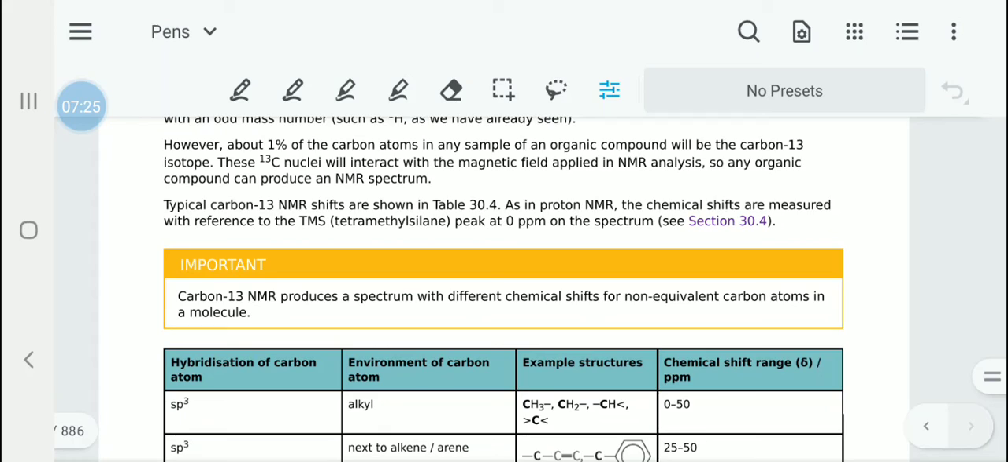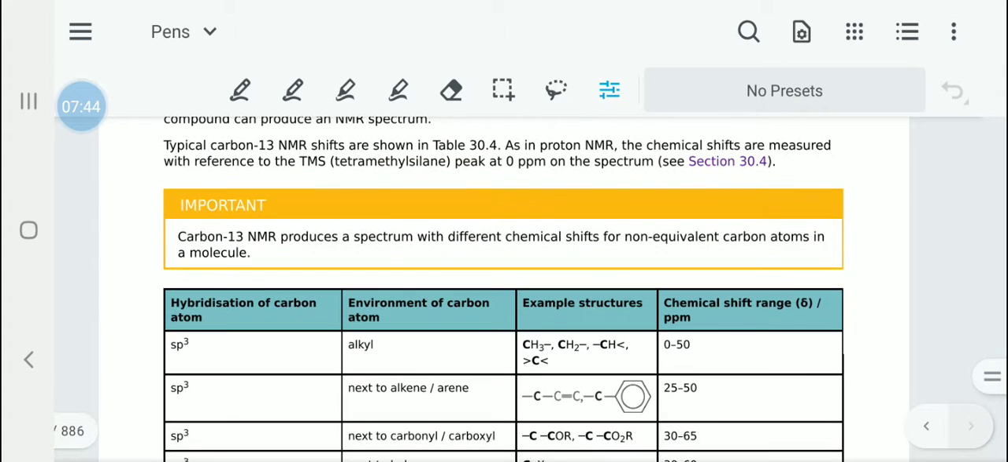About 1% of the carbon atoms of any given sample will be the carbon-13 isotope. Therefore, this carbon-13 will interact with the magnetic field and will be shown in NMR analysis. So organic compounds can produce a carbon NMR spectrum as well. If there is a carbon-13 atom, then it will show a shift, and that collective shift is going to be shown like this.